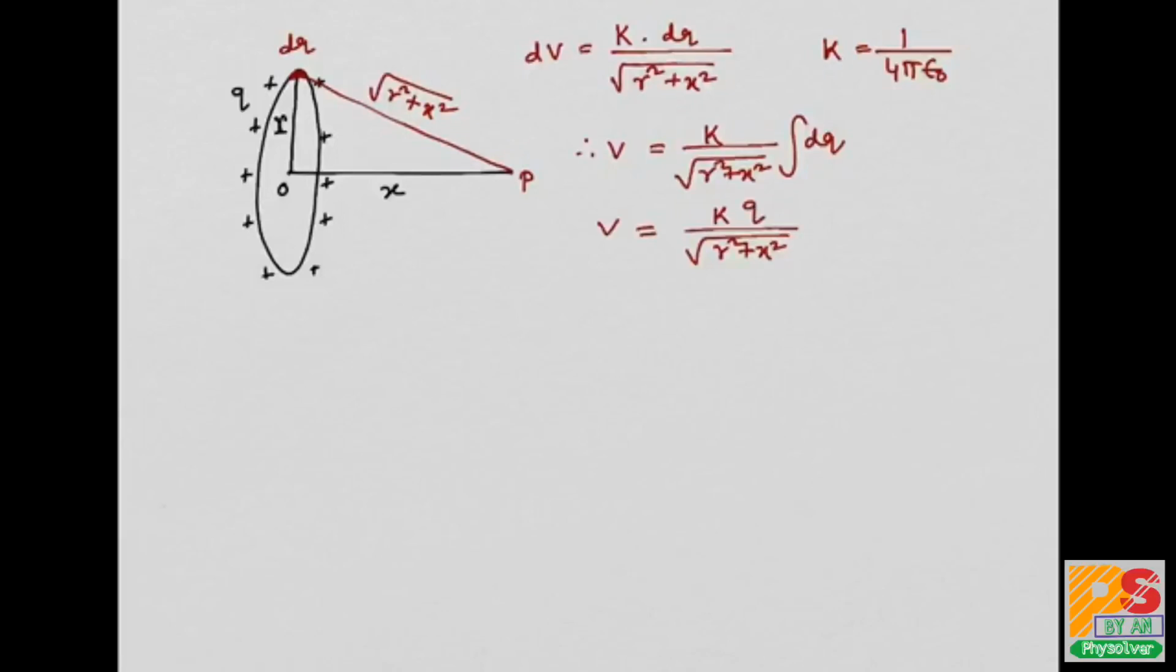Therefore, the potential at a point P, which is at a distance x on the axis of a uniformly charged thin circular ring, is given by this equation: kq by root over r square plus x square. So this formula is useful in today's derivation.